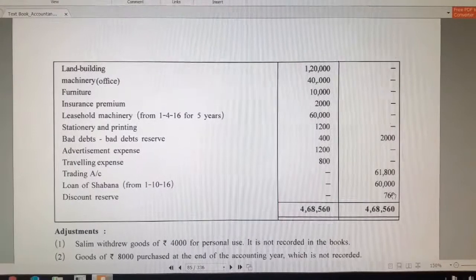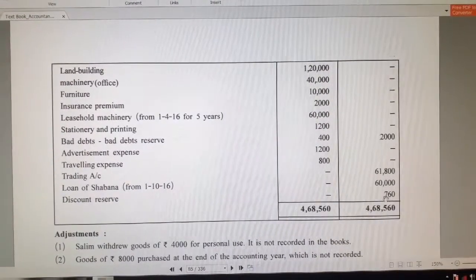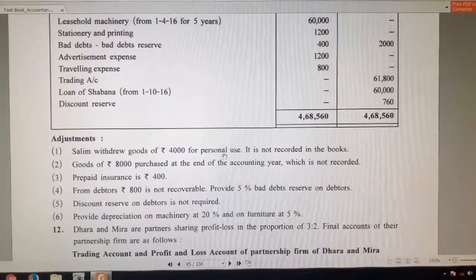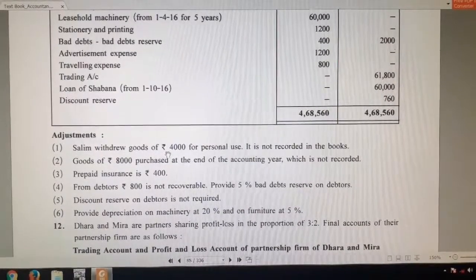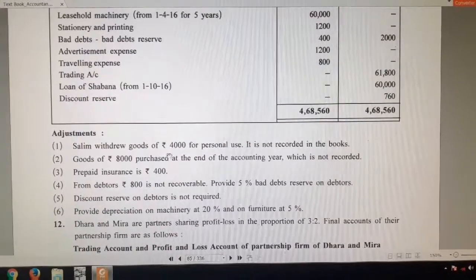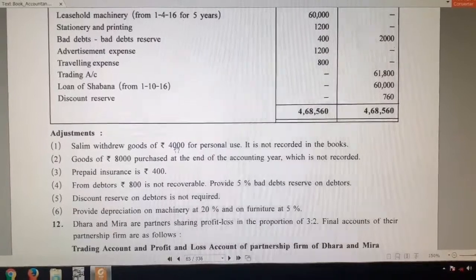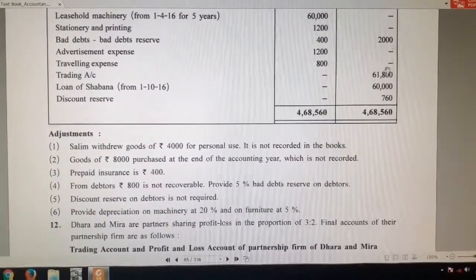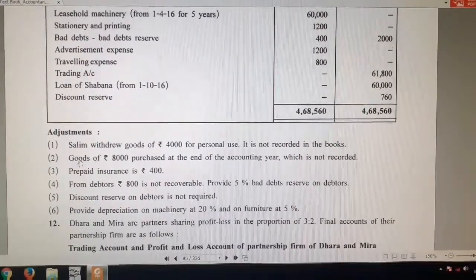But when we move with the adjustment, then the effect may change. Let me move with the adjustment. Salim withdrew goods of 4,000 for personal use, which is not recorded in books. So the adjustment entry for the same is Salim's drawings account debit rupees 4,000 to purchase account. Now, purchase account affects the trading account. So the given gross profit is wrong, it is incorrect. That means we have to find the revised gross profit.